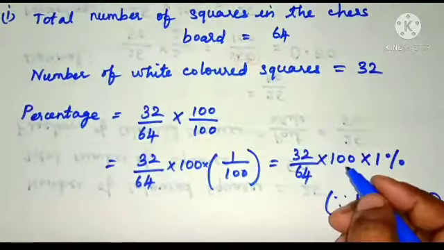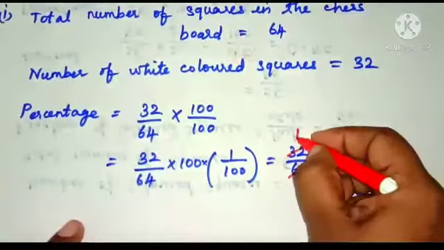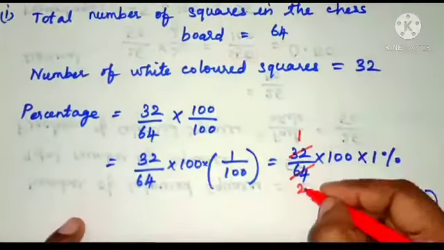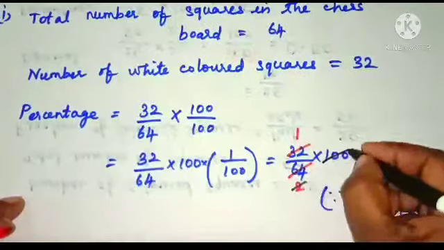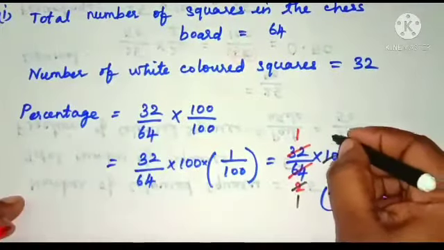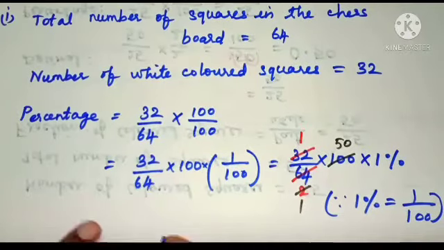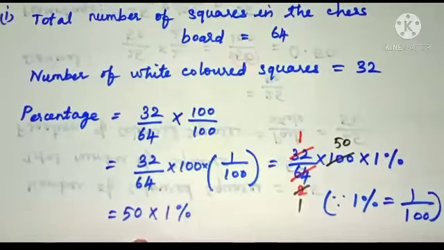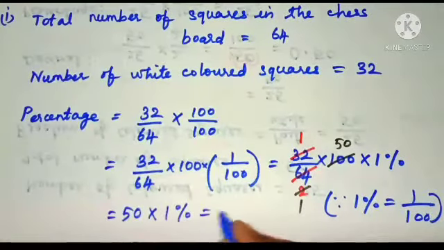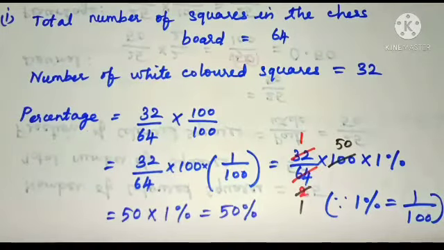Now let us cancel these values. What do we get? 1 times, this is 2 times. And again cancelling 2 and 100, we get, here it is 1 time, in the numerator it is 50 times. Thus we get 50 into 1%. Now 50 into 1 is 50, so 50%. So the percentage of white colored squares is 50%.